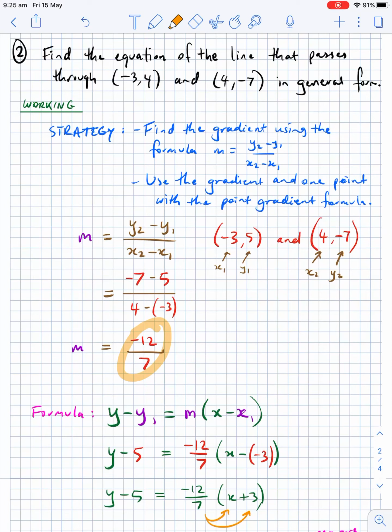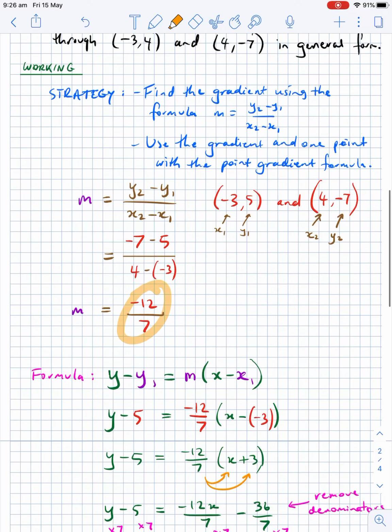Okay, question 2. Find the equation of the line that passes through this point and this point in general form. So that means we want 0 on one side in our final answer. So we know that it goes through these 2 points. Now the strategy is that you can find the gradient using the formula for gradient, y2 minus y1 over x2 minus x1. So we can use these points to figure out what the gradient is, and then you use the gradient and one of these points. You can pick either one. You can use the gradient and one of these points with the point gradient formula to figure out your equation for the line, and then you've got to convert that into general form.